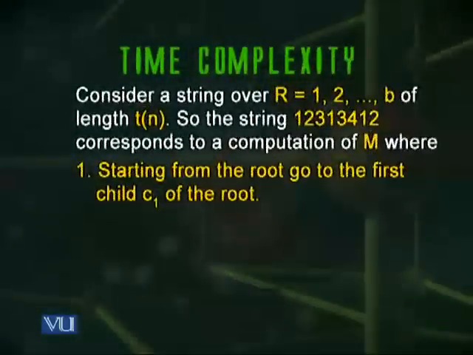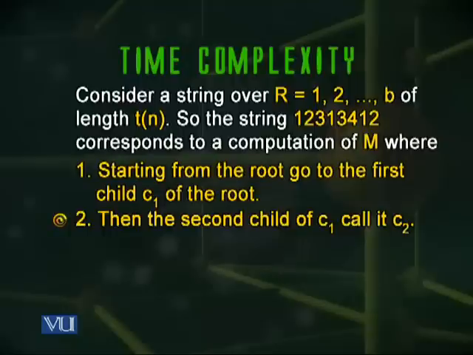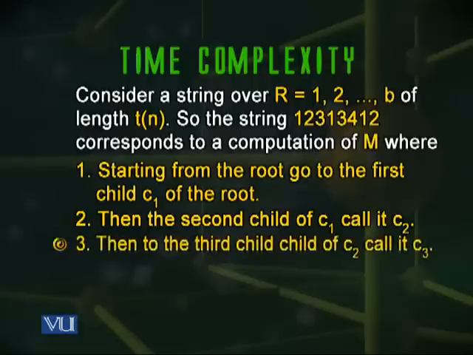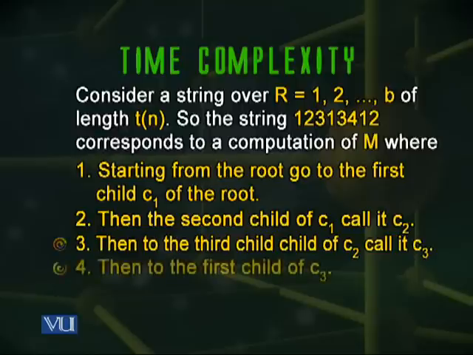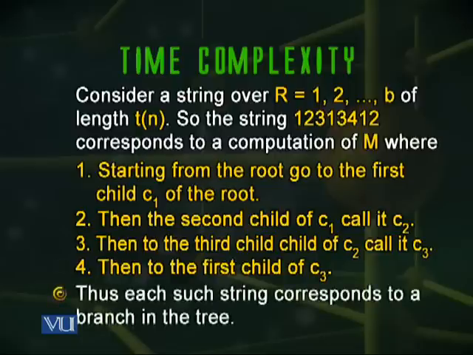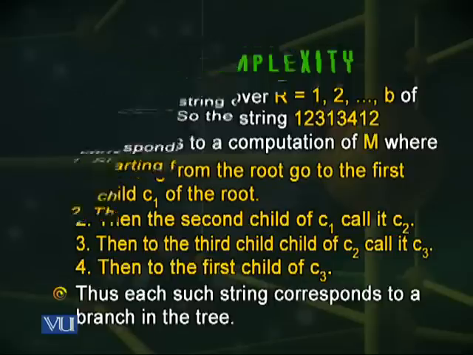So basically this string means that starting from the root, go to the first child in the computation tree, then go to the second child of the first child, and let's call that C2. Then look at the third symbol, it's 3, so that says from C2 go to the third child, and after that we have a 1, so it says that from C3 go to the first child of C3. Thus each string this way corresponds to a branch in the computation tree. And if I go through all possible strings, then I'm going through all possible branches in the computation tree.